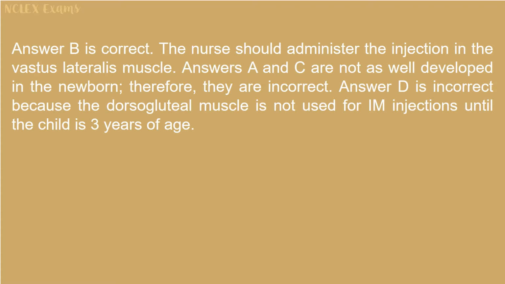Answer B is correct. The nurse should administer the injection in the vastus lateralis muscle. Answers A and C are not as well developed in the newborn, therefore, they are incorrect. Answer D is incorrect because the dorsogluteal muscle is not used for injections until the child is 3 years of age.